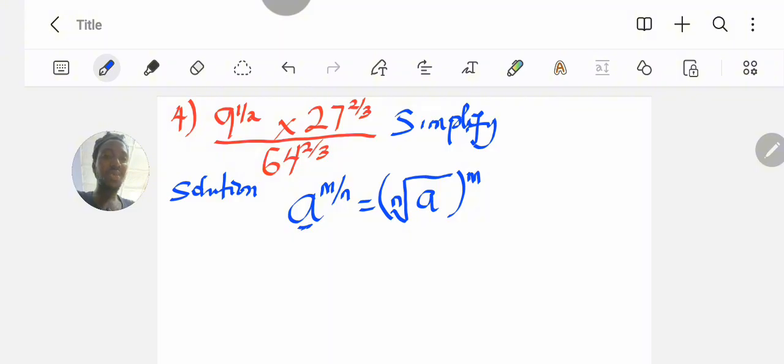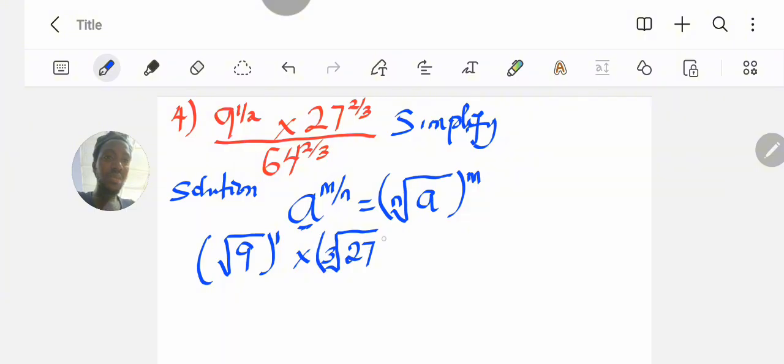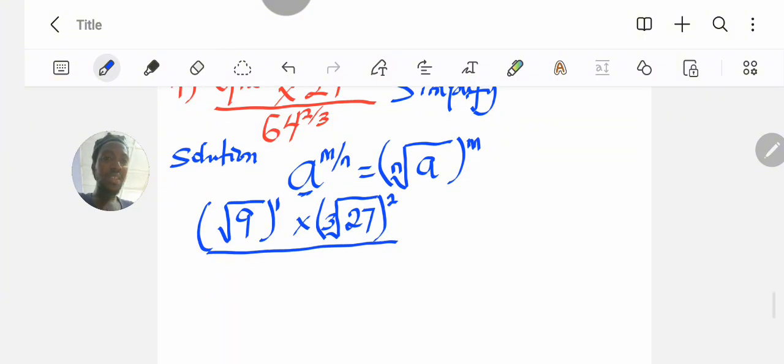Now, using that as a principle, 9 raised to the power 1 over 2, we are going to write 9, with the 2 as the square root, and the power is 1, times 27 again. You write your root sign, but 3 is the denominator here, you write it here. 27 raised to the power of 2 over 64 raised to the power 2 over 3, the same thing.